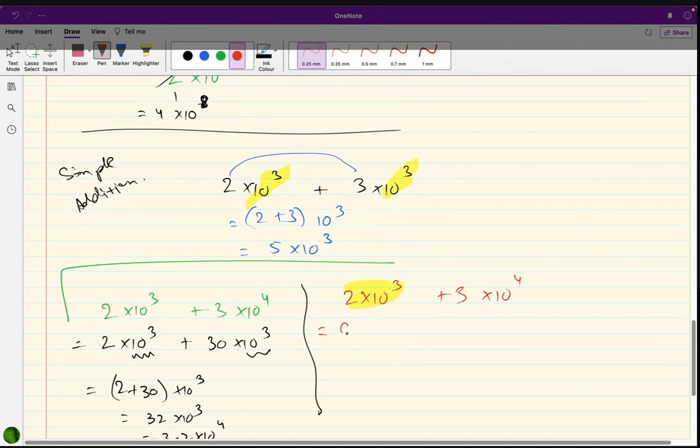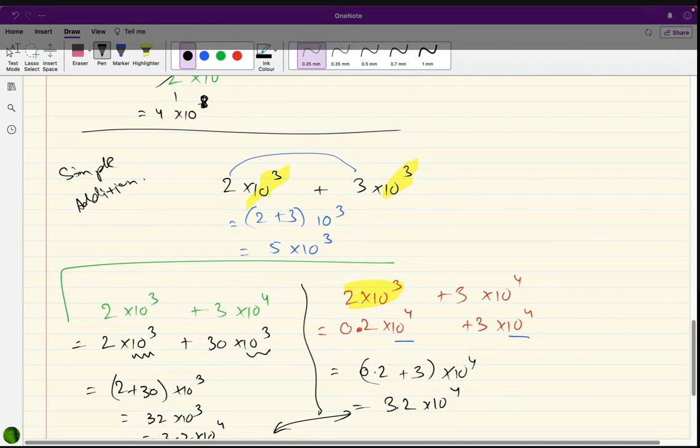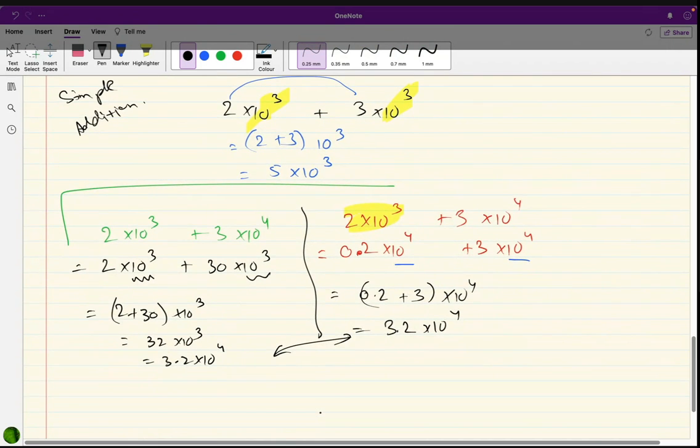So if I make it 0.2 into 10 raised to the power 4, and on the other side, no change. But now what do I have? I have same powers, 10 raised to the power 4 and 10 raised to the power 4. So that could be taken out as common. So 0.2 plus 3 into 10 raised to the power 4. So that is 3.2 into 10 raised to the power 4. So no matter how we solve it, we end up with the same answers.